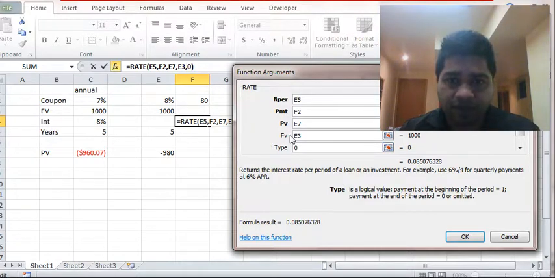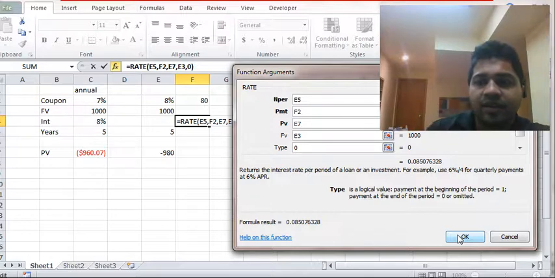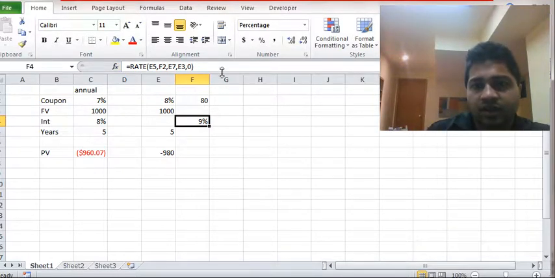Important thing, whatever you pay is negative, so 980 will be negative. You're getting $80 back, so that is positive. So PMT is positive and future value is positive, because when the bond matures it will pay you back $1,000. So I'm making somewhere around 8.51% return.